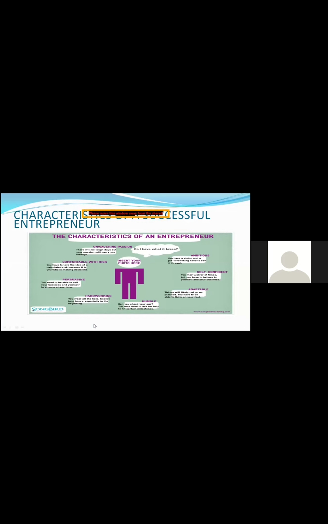So characteristics of an entrepreneur. You can put your photograph in the center. You can insert your photo in the center. It should be surrounded by many qualities: that you should be more ambitious. You should have self-confidence. You are adaptable to our market. Then nimbleness. Then you should be hardworking. You should be comfortable with the technology and with the approach. And definitely you will take every type of pressure also. These are the common characteristics of an entrepreneur.